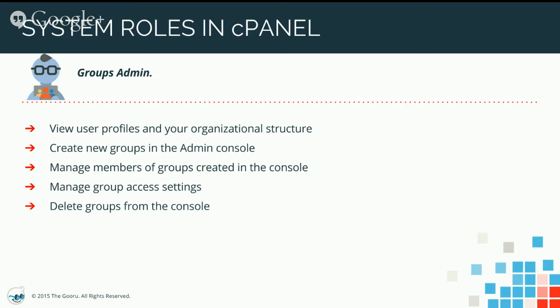The next system role is Groups Admin. This allows you to view user profiles and your organizational structure, create new groups, and manage the membership by deleting, adding, and moving. You can also change the group access settings, which would be if the group can be emailed externally, or if it can only be emailed by members of the group or only by owners of the group. So all of those settings can be done by the group admin.